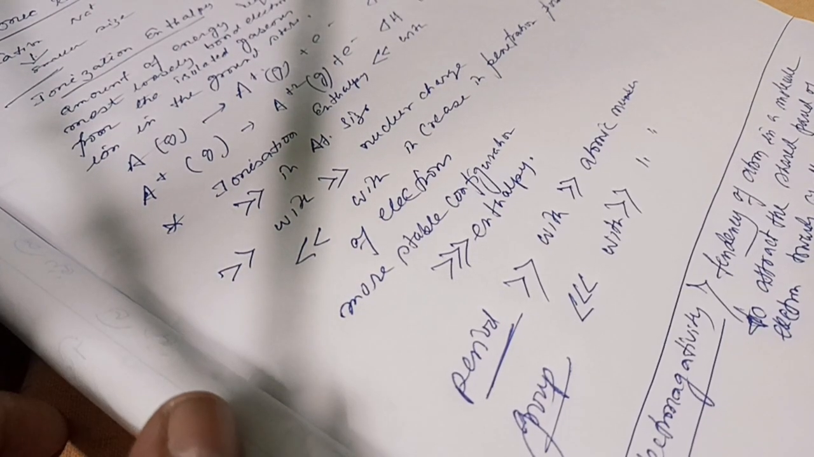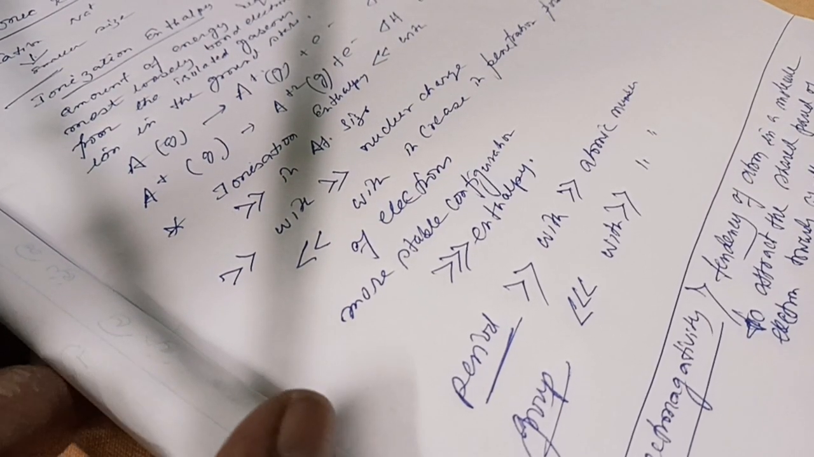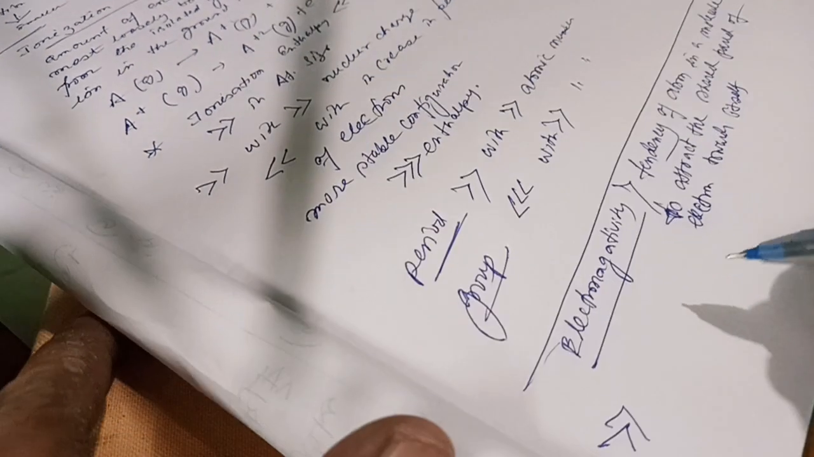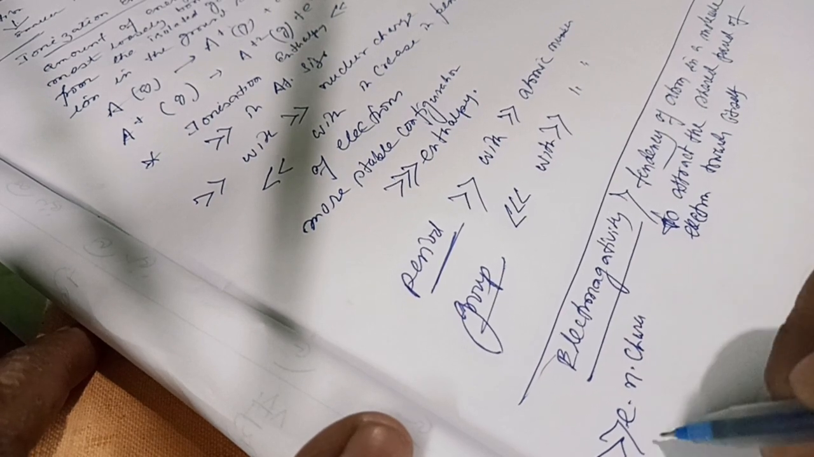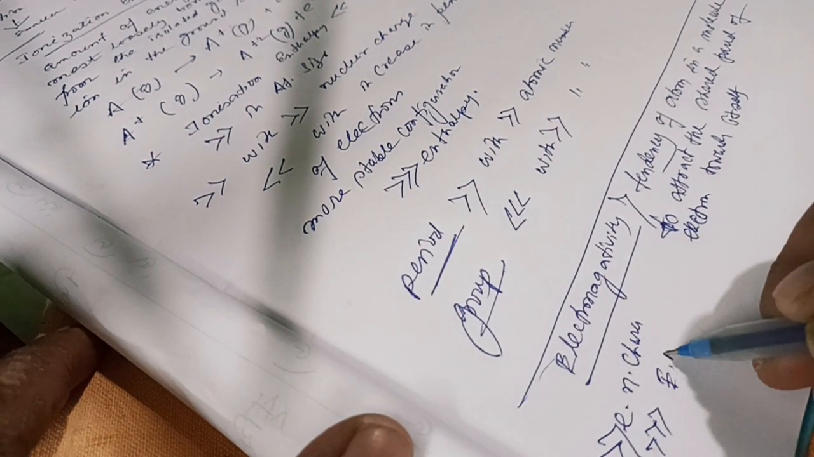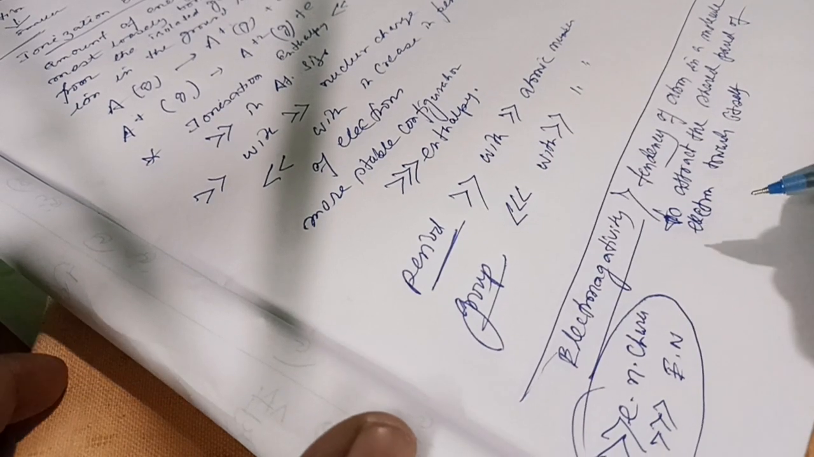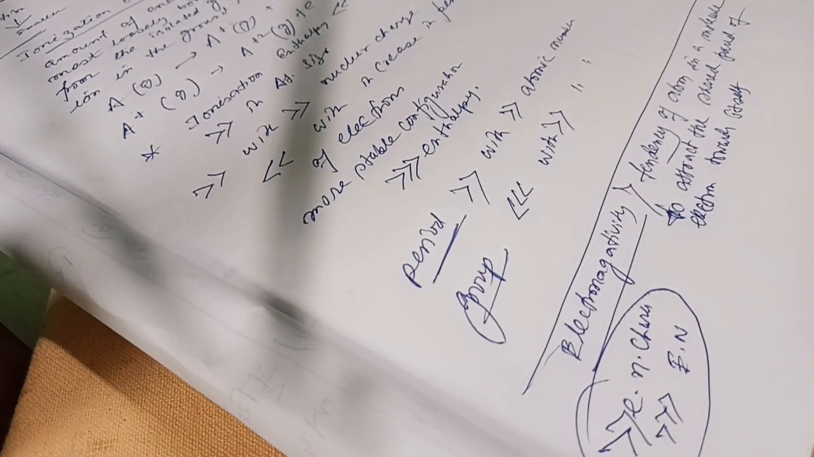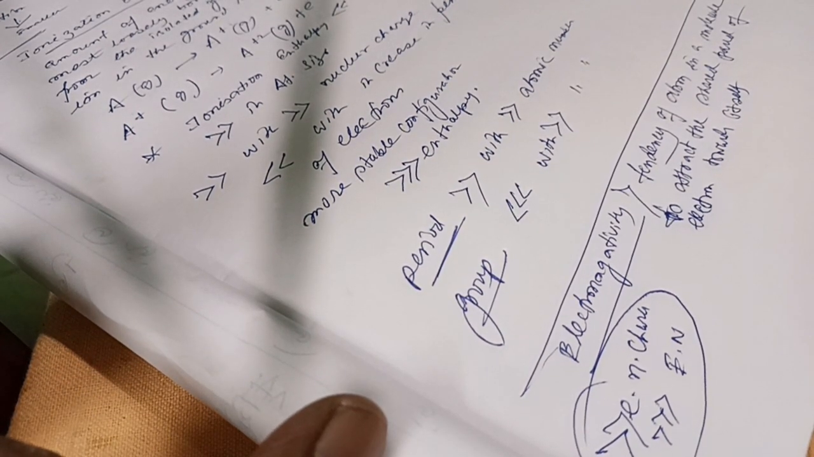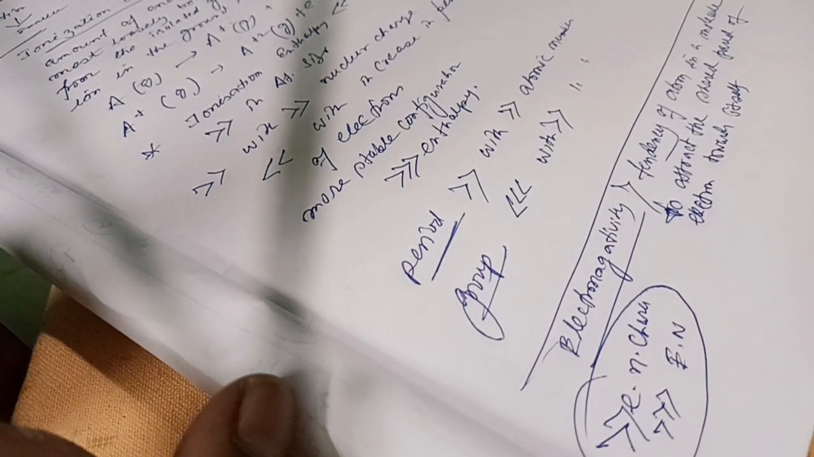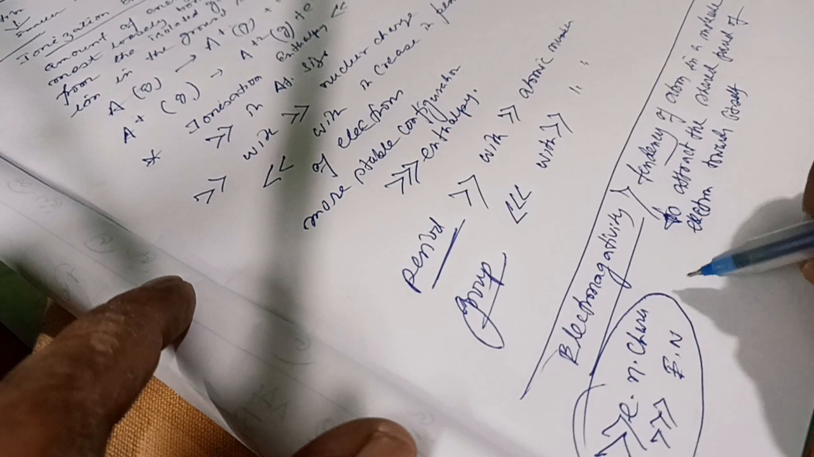Greater the effective nuclear charge, greater is the electronegativity. If the number of valence electrons is less than 4, valence equals the number of valence electrons. If the number of valence electrons is greater than 4, valence equals 8 minus the number of valence electrons. So there is a formula you have to know.